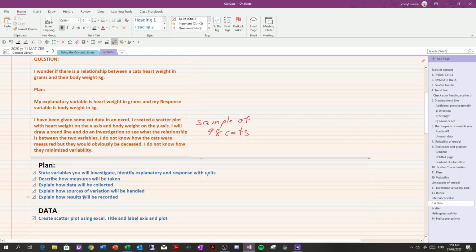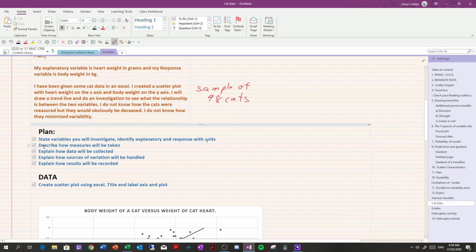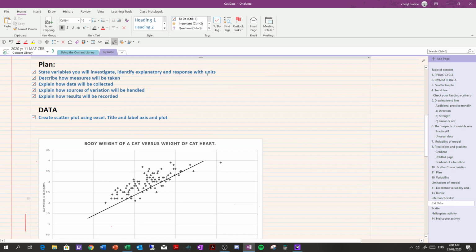So we've gone through our checklist and our plan. State the variables, describe how they are measured. We didn't do these measurings, so we don't know. Explain how the data will be collected. Well, we collected the data because it was given to us in Excel. Explain how sources of variation will be handled. Well, we don't know that, so we can't comment on it. And explain how results will be recorded. Well, we've got our spreadsheet, and we're going to create a scatter plot and then do our analysis. We've got a title on our graph, and we've got a trend line.